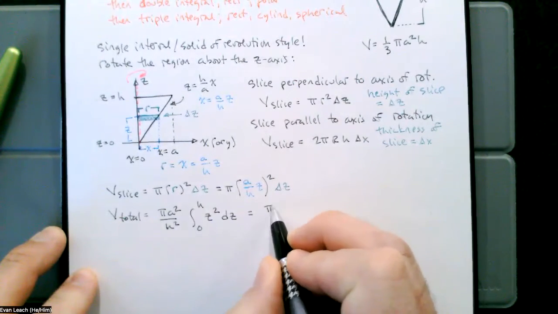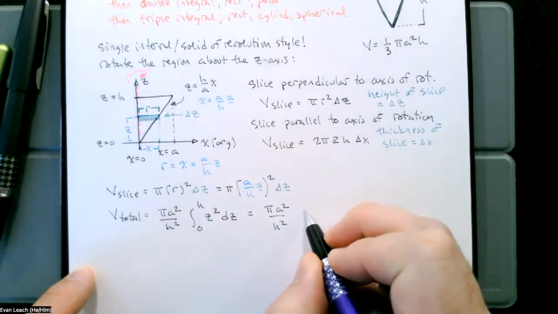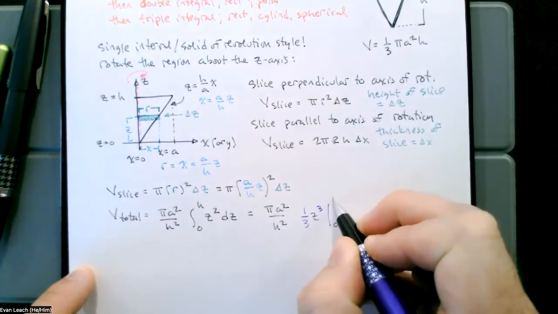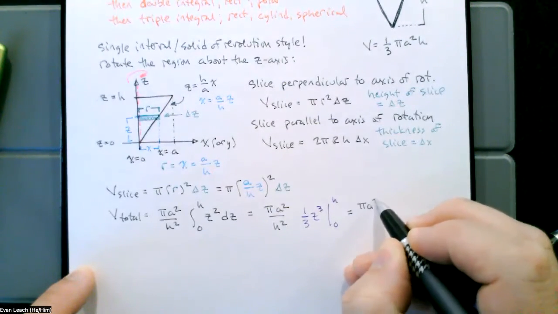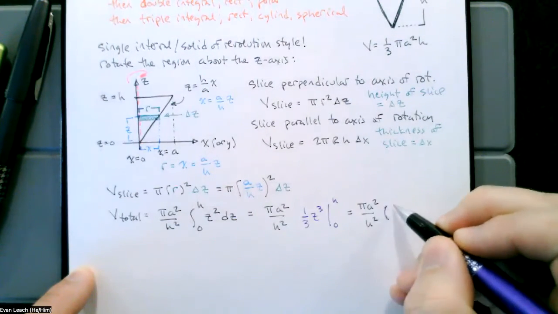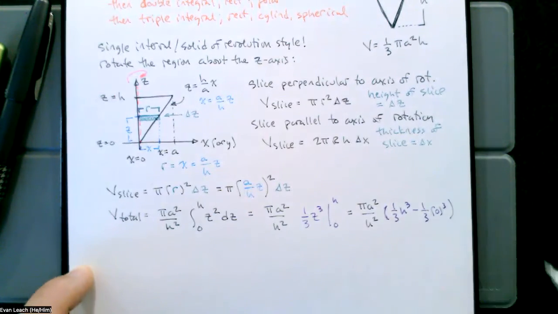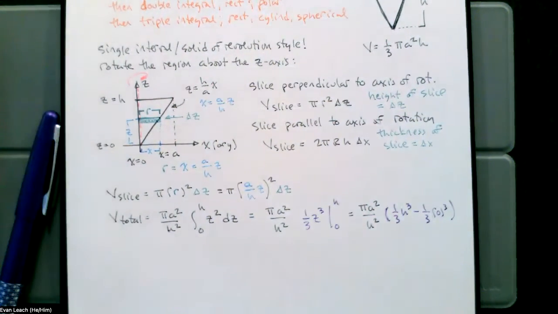That was the point. So pi A squared over H squared. The integral of Z squared with respect to Z is 1/3 Z cubed evaluated from 0 to H. H cubed and H squared leave behind just an H. So I have 1/3 pi A squared times H, just like we had planned.